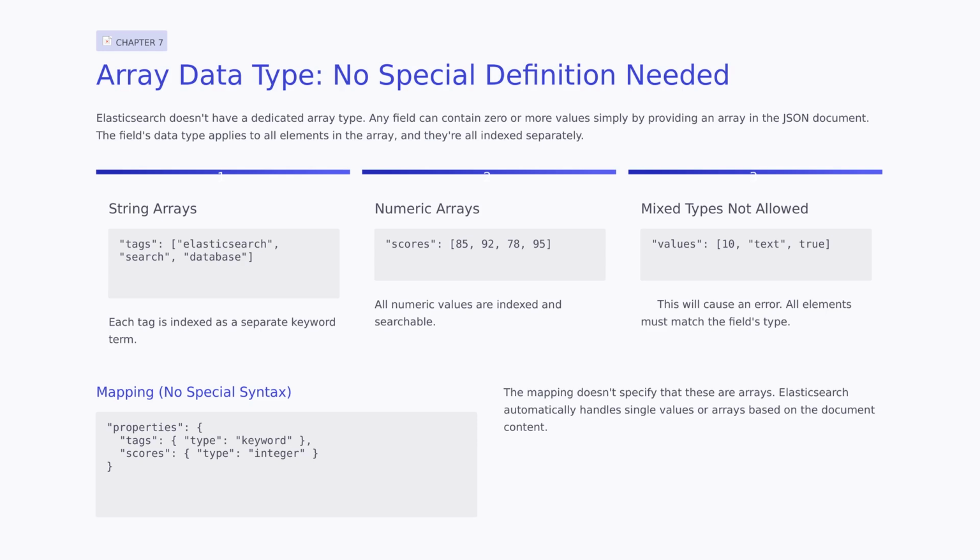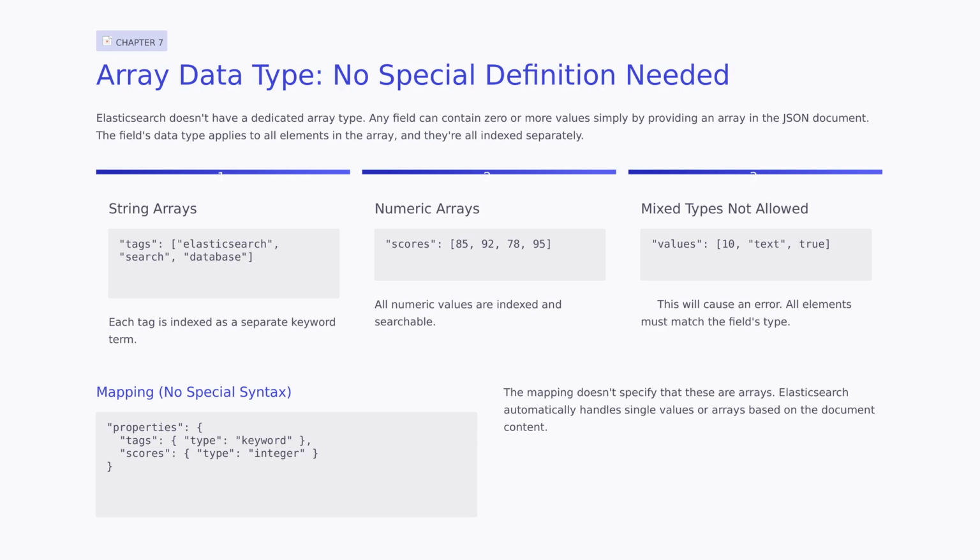Ever wondered how Elasticsearch handles arrays? Well, there's no need for a special definition. In Elasticsearch, any field can hold multiple values by using a simple JSON array. Each element in the array is indexed individually, whether it's a string like Elasticsearch, search, database, or numeric like 85, 92, 78, 95. But be cautious: mixing types like 10, text, true, will lead to errors. All elements must match the field's type.